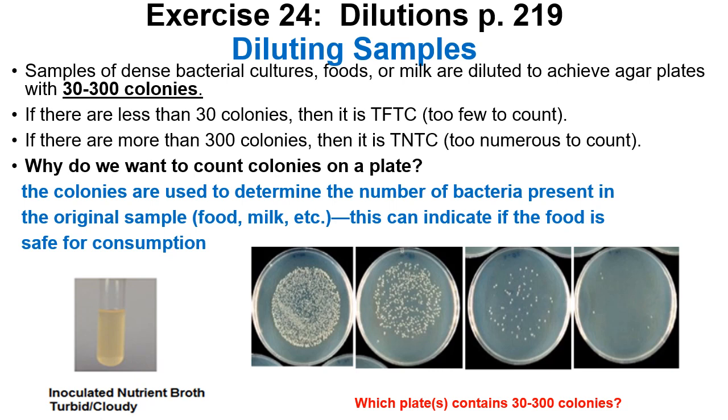So looking at the plates on the screen, plate A, B, C, or D, which of these would actually have between 30 and 300 colonies? If you said plate 3 or plate C, you are correct.